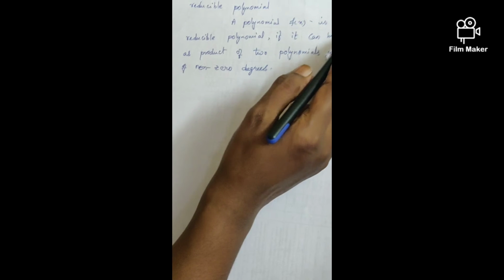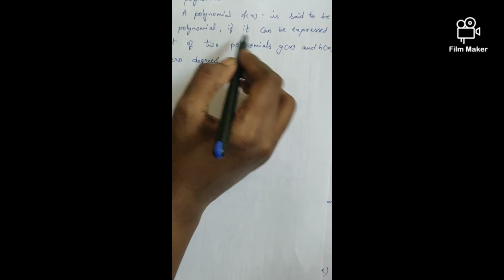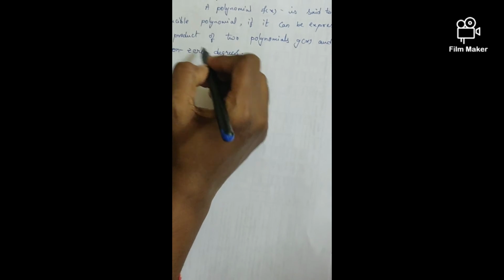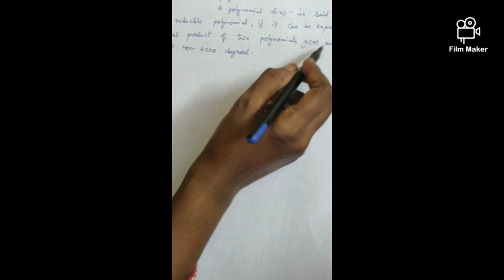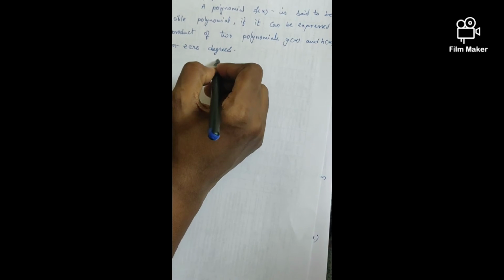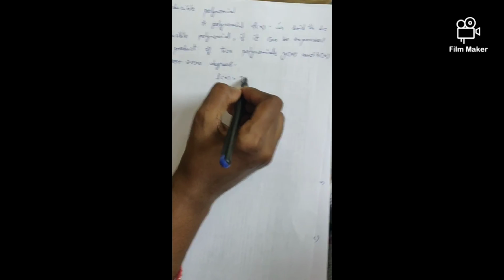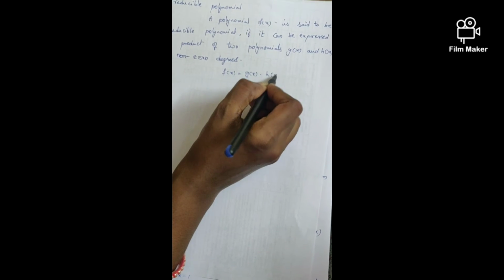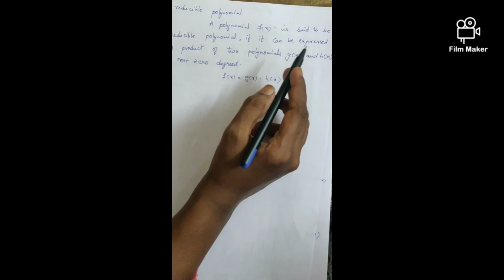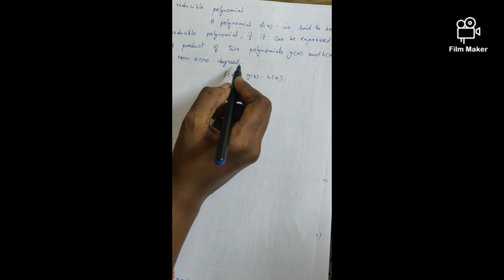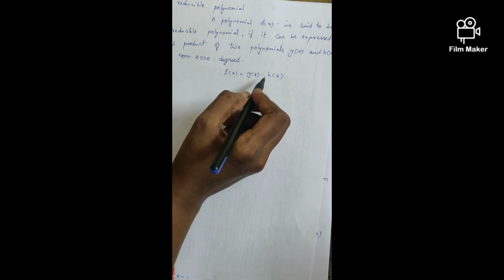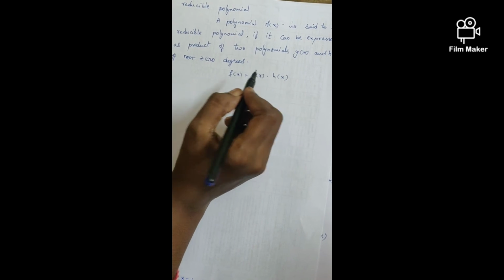Reducible polynomial. A polynomial f of x is said to be reducible if it can be expressed as a product of two polynomials, that is, f of x is equal to g of x into h of x, or of two or three polynomials, of non-zero degrees.